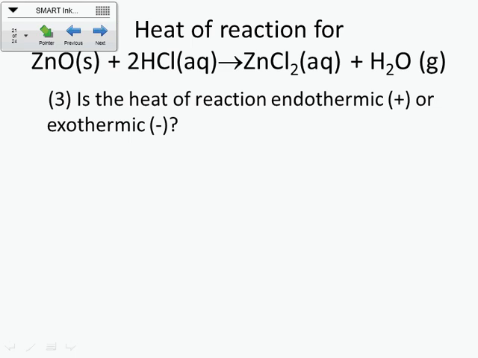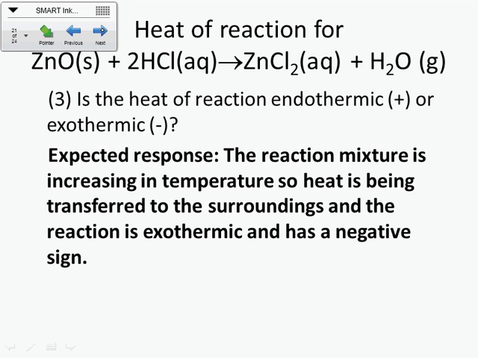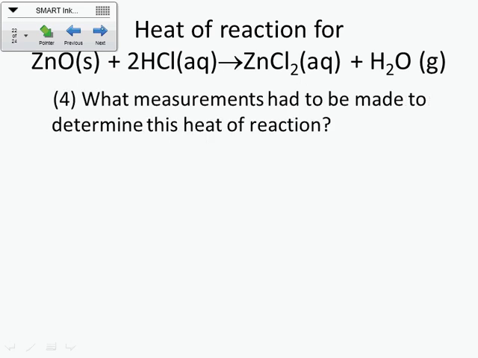Is the heat of reaction endothermic or exothermic? Well, we just talked about that again, right? Once again, it's exothermic because it's increasing in temperature, so heat is being transferred to the surroundings. Okay, so why did we do basically the same thing twice is the question now. And pre-lab problem number 3 is going to help us answer that question.